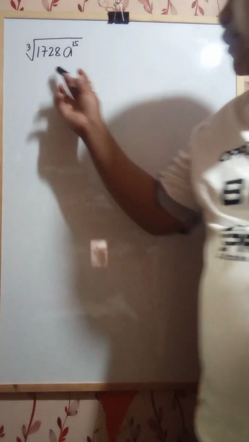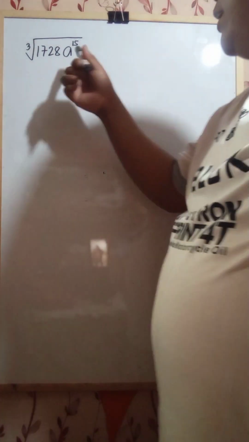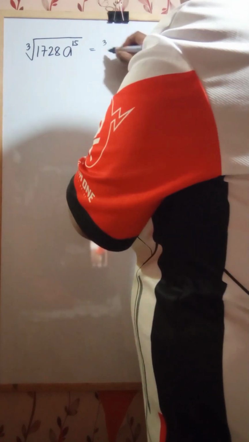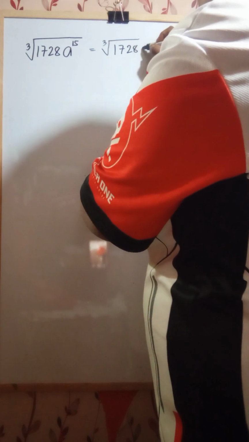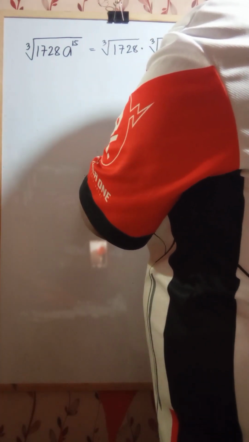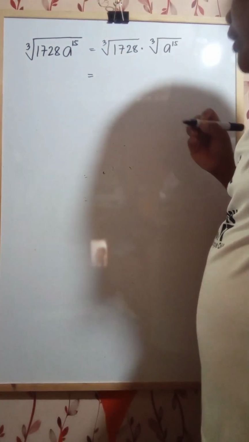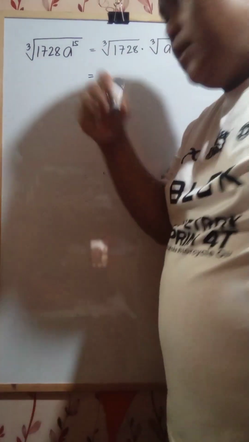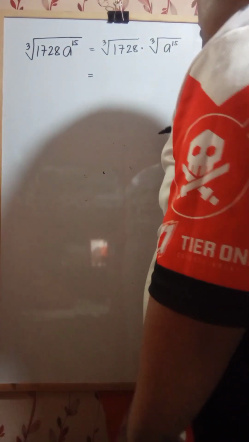Let's have another example. That is the cube root of 1728 a to the power of 15. What we will do is split it. The first part is the cube root of 1728 times the cube root of a to the power of 15. In order to extract the 1728, like in the first example, we use prime factorization using continuous division.